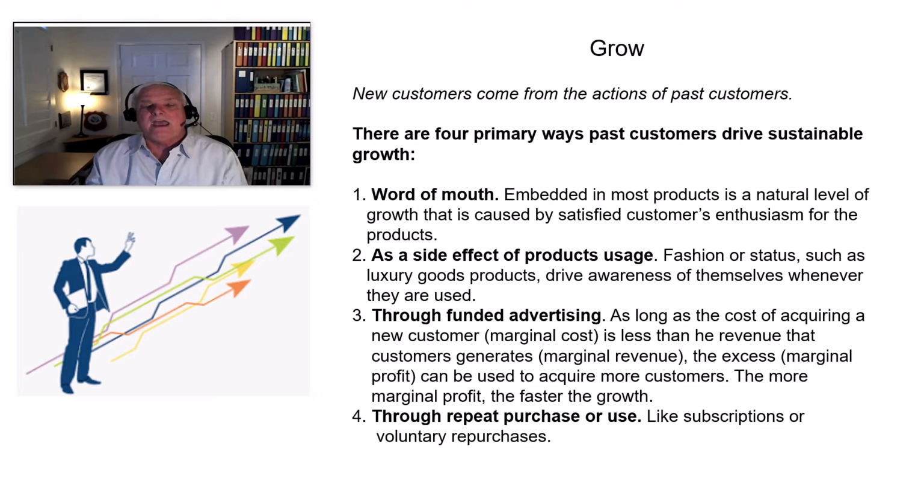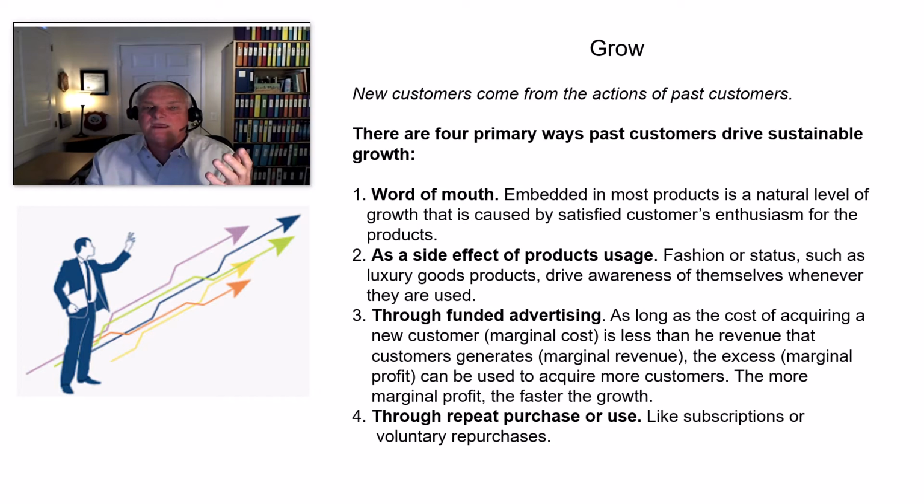So having a specific type of watch, having something that people see and go, oh, you're wearing that. Oh, I like that. How do you like that? Actually having that product, that service, whatever it is, at a position where people can see it is something that's very valuable for you. Number 3, through funded advertising.